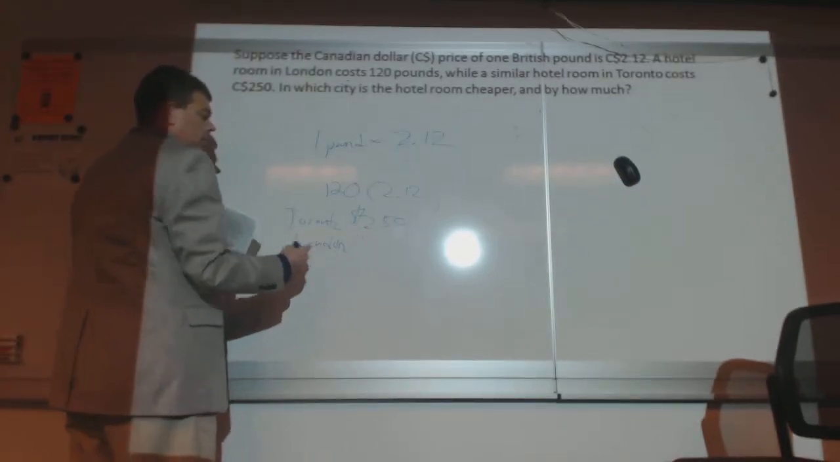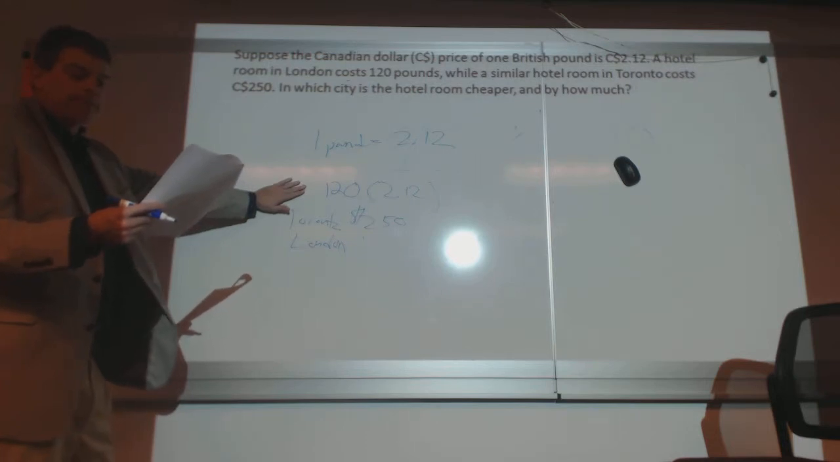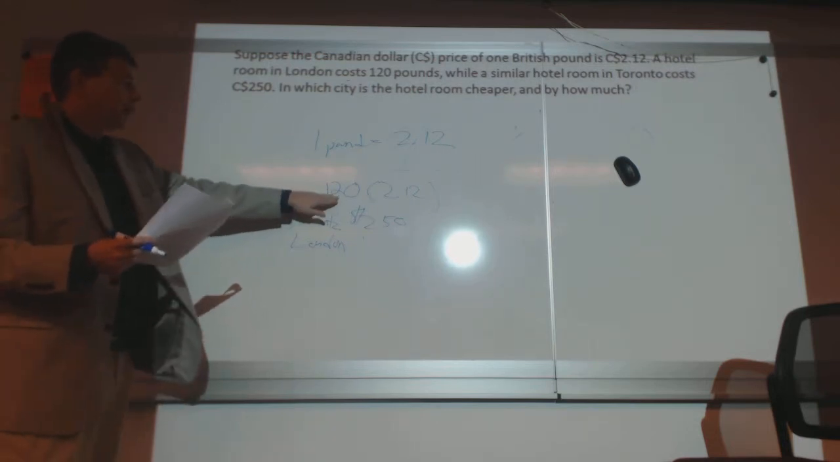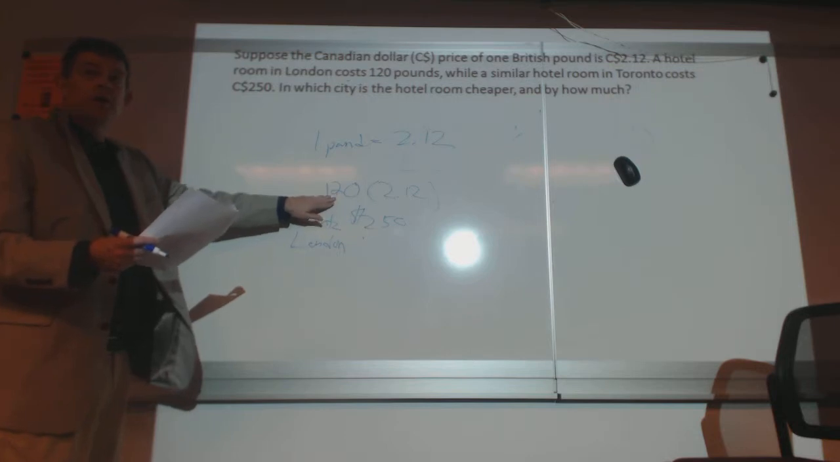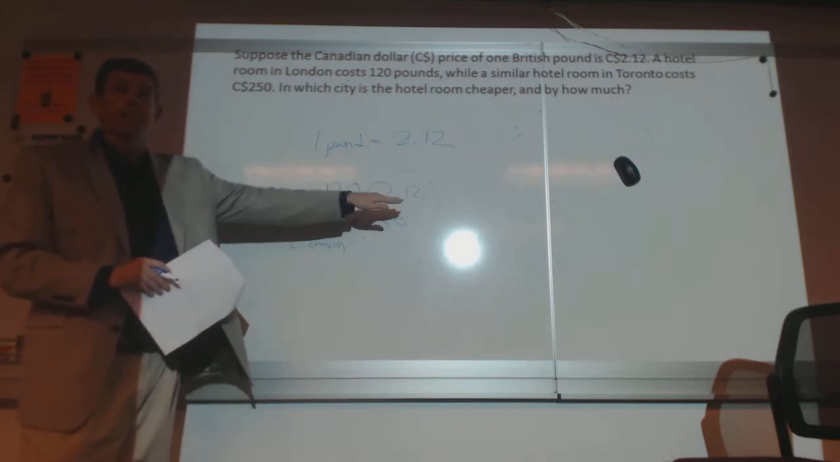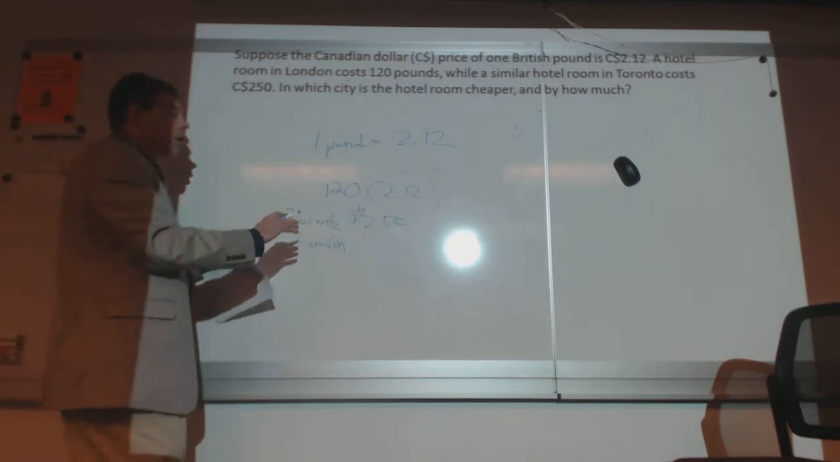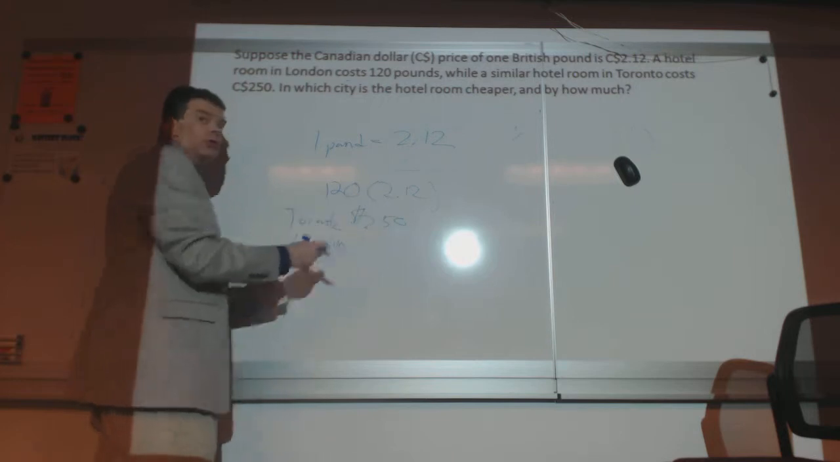Divided by. No, just multiply it. It's 120 pounds, and every pound gets you this much in Canadian. Just multiply them out. Yes, but then when you're looking at London, wouldn't you divide it by? No, no. What's 120 times 2.12?